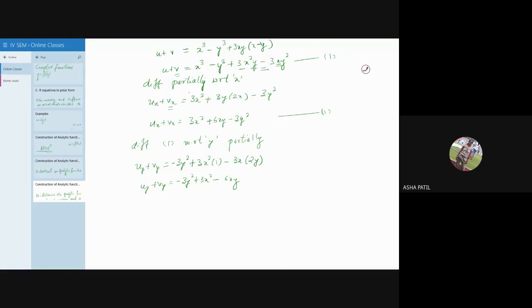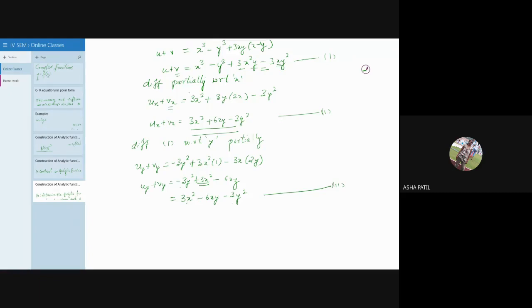Okay, so we also want to write it in the same way as we have the second equation. So we'll have 3x square minus 6xy minus 3y square. The same term 3x square is written first, then we have minus 6xy minus 3y square. Now let me call this equation 3.